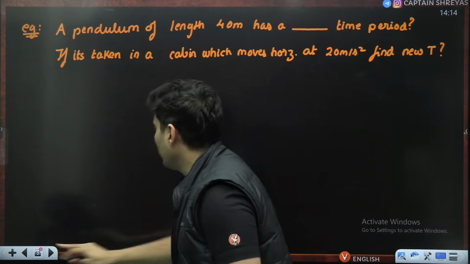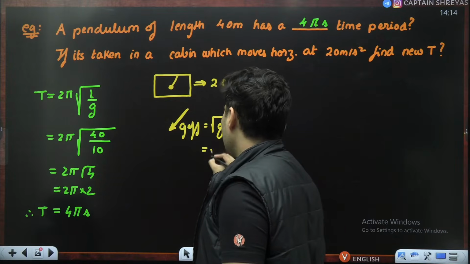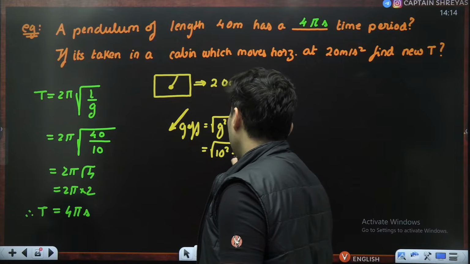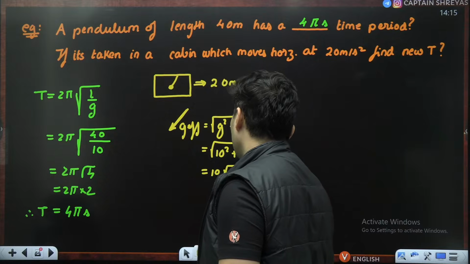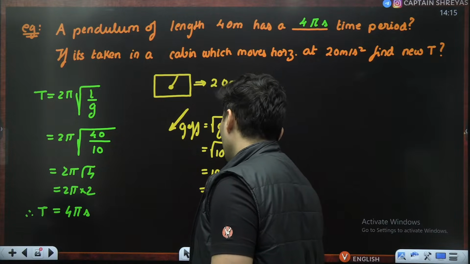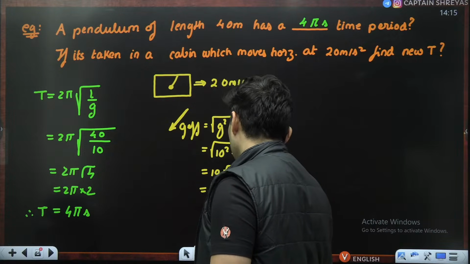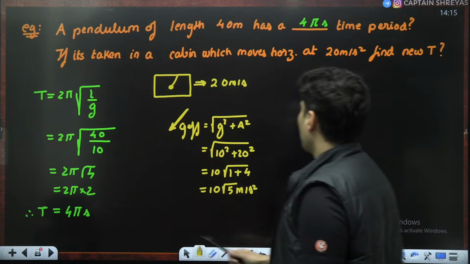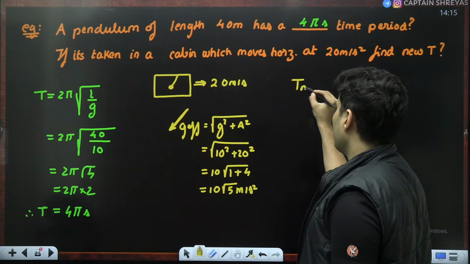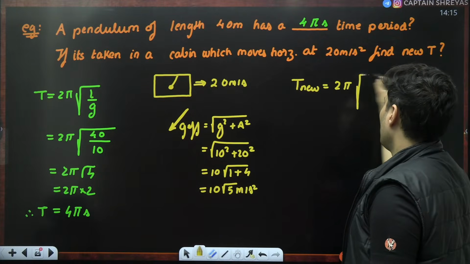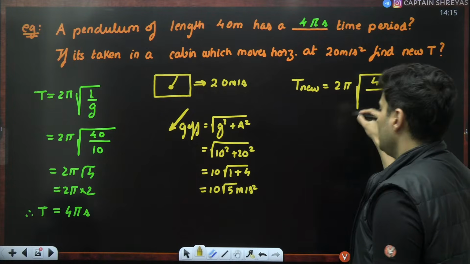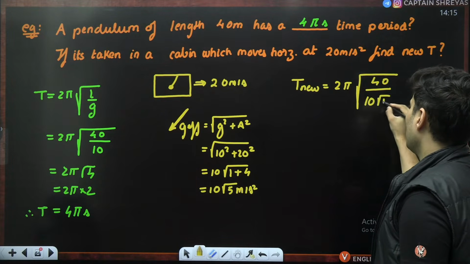So hence over here also g is basically 10, a is basically 20. So 10 will come outside, 1 plus 2 square is 4... sorry, 1 plus 4 under root, so it will become 10 root 5 meters per second square. So coming back to the new time period, it will be nothing but 2 pi root length, which is 40, g effective is 10 root 5.